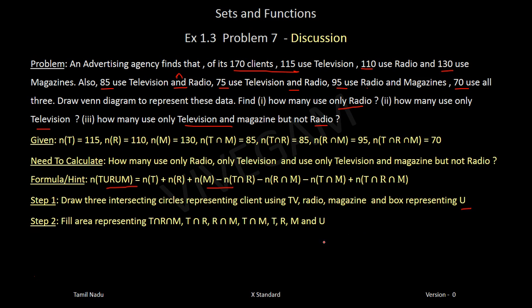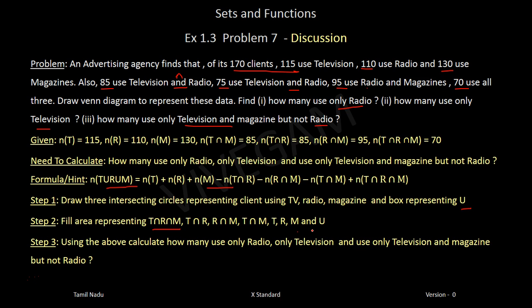Next, fill the areas. First, in the Venn diagram, you will have to put the T intersection R intersection M. Then you fill up T intersection R, R intersection M, T intersection M. Then you fill up the only T, only R, only M and U. Using the above, you will be able to calculate the required answers. So what I suggest is try it. It's a little difficult, but you can try it, and after working come back and check our working.